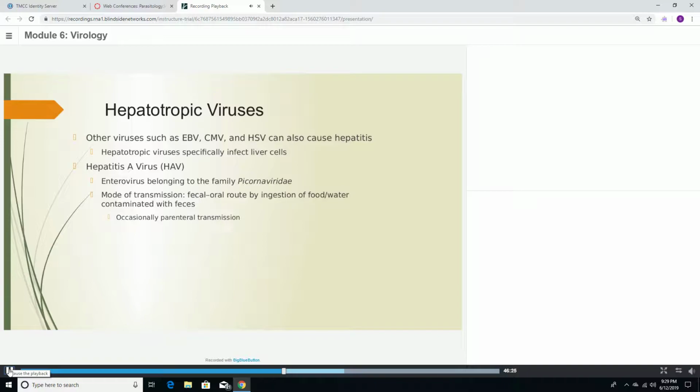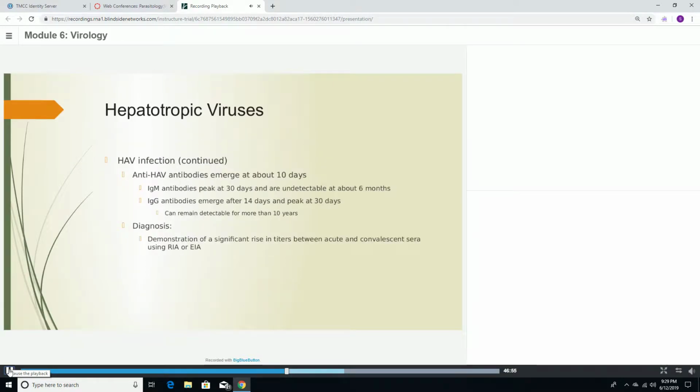The first one we're going to discuss is hepatitis A virus, or HAV. It's an enterovirus and it belongs to the family Picornaviridae. Mode of transmission is going to be the fecal-oral route, by ingestion of food and water contaminated with feces, and occasionally it's going to be parenteral transmission. So it's important to note the differences in these different types of hepatotropic viruses so that you can differentiate and classify them. So it's important to know that hepatitis A is a fecal-oral route virus.